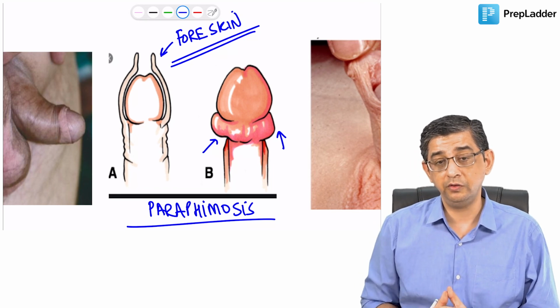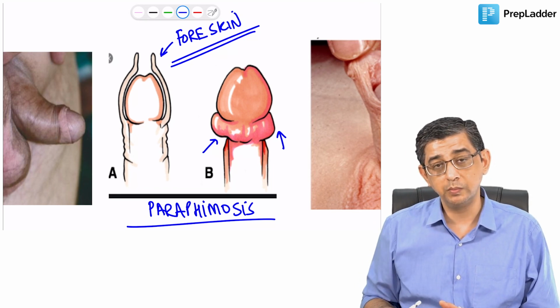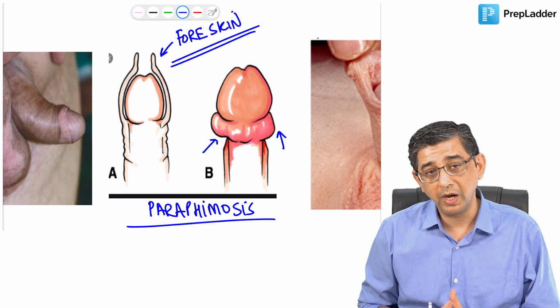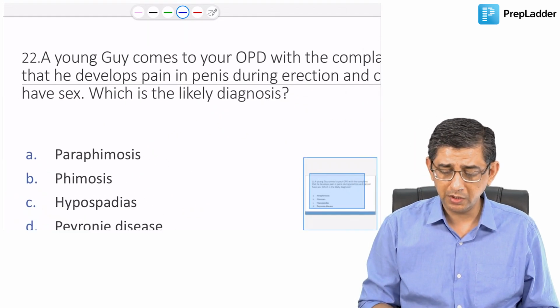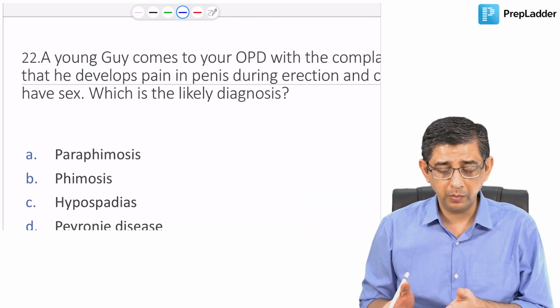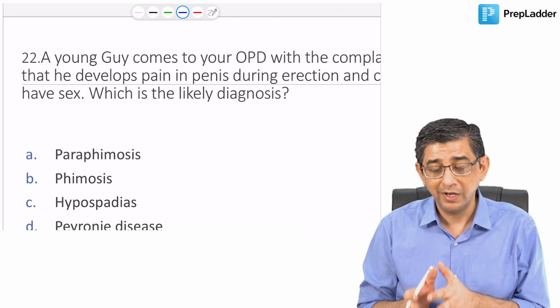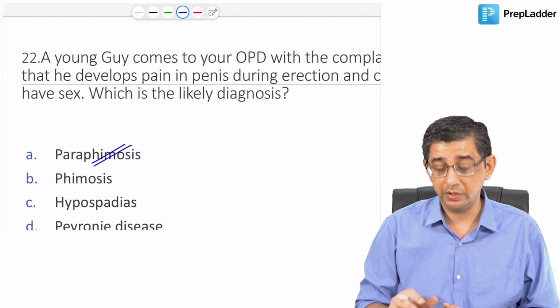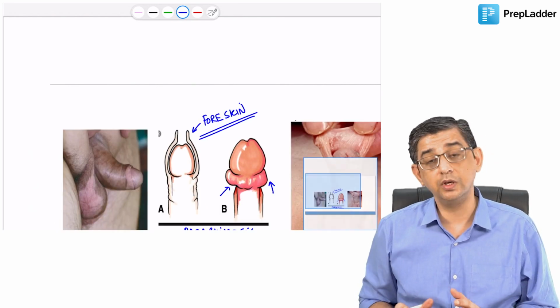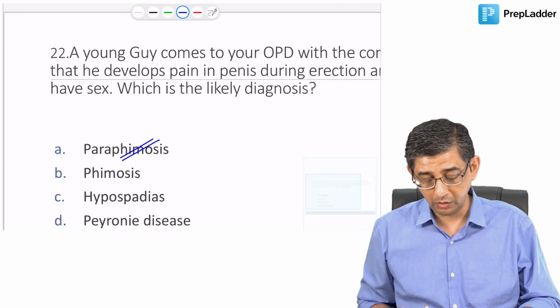The basic point is, in paraphimosis, once the skin goes back, it's not going to come back. So this is definitely not the presentation of this guy, because the question is simply saying that he develops pain in the penis during erection and cannot have sexual activity. I'm ruling out paraphimosis, which is a medical emergency. Once the foreskin goes back, it's not going to come back. Let's go to another option.